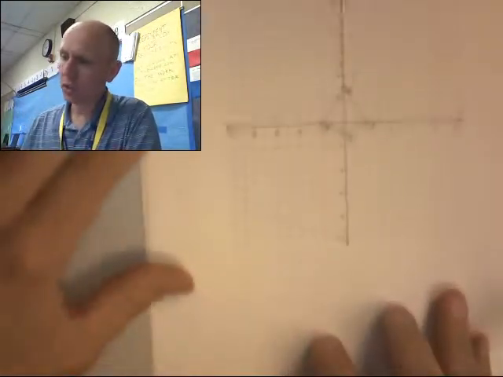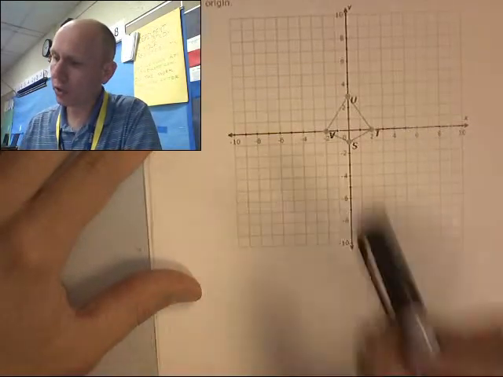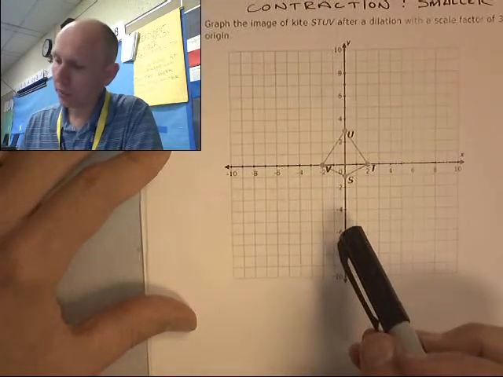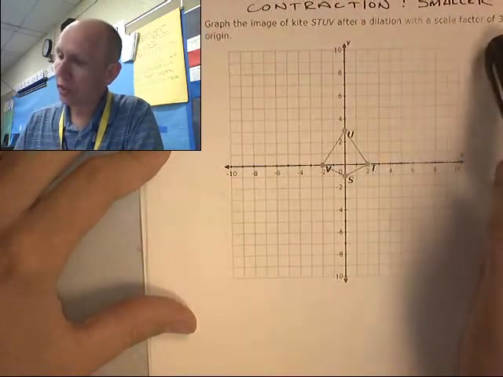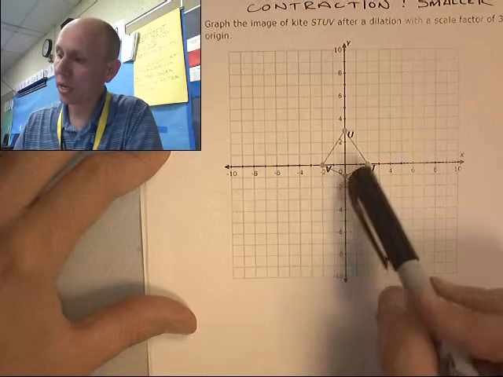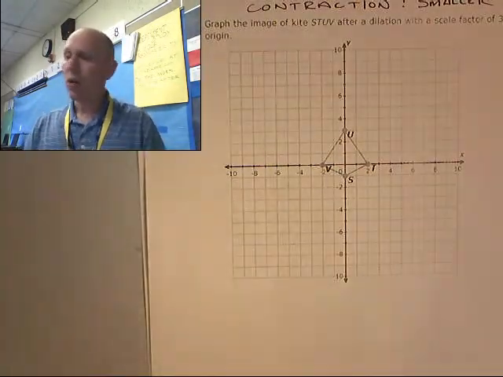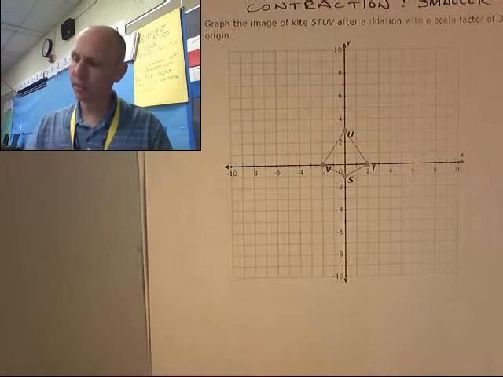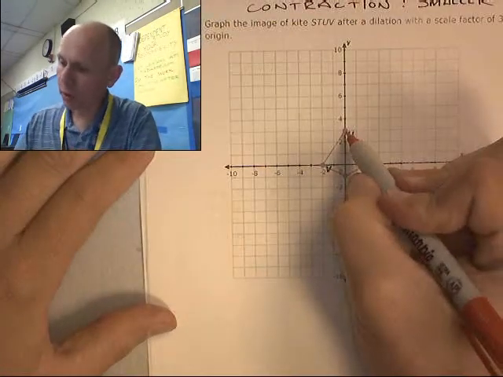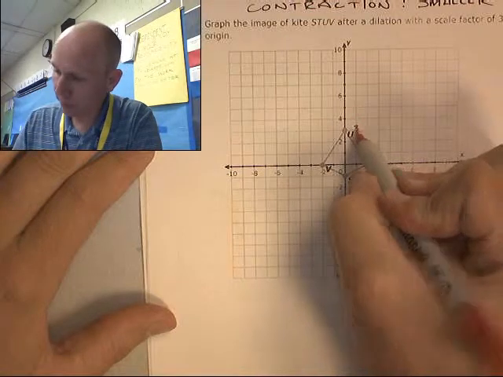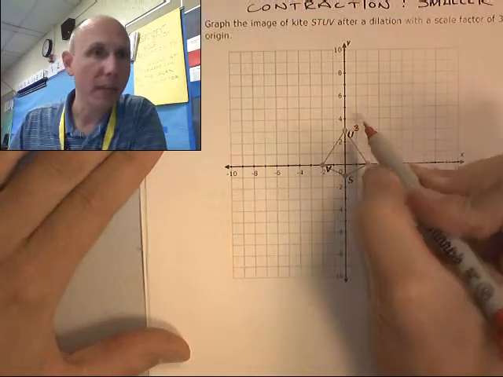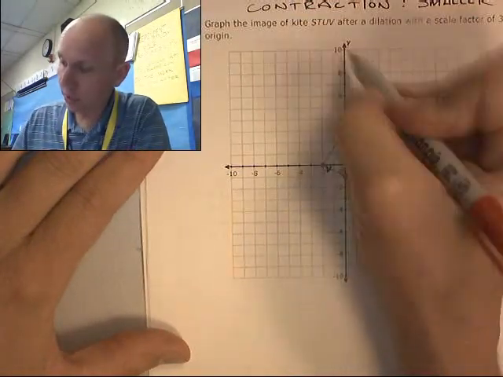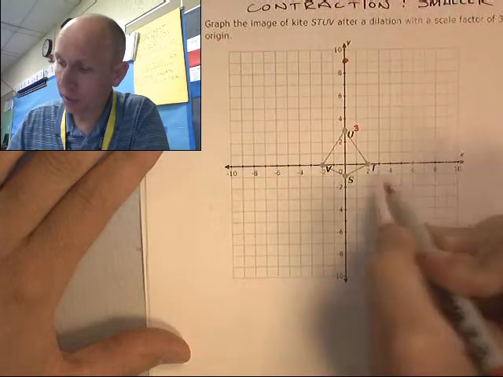The instructions are telling me that I need to graph this image after a dilation with a scale factor of 3. And it's centered at 0, 0. What I'm going to do is make this thing 3 times bigger. So here's how I'm going to do it. This point currently is at 3. Well, multiply that by 3 for 3 times bigger. That's going to take it up to 9. So here's the point over there.